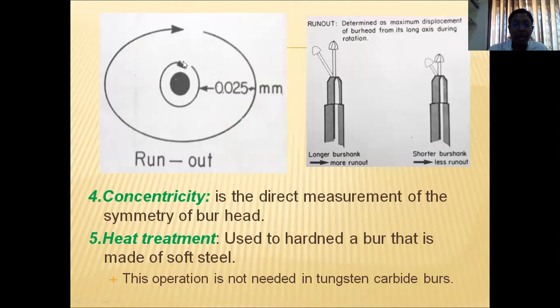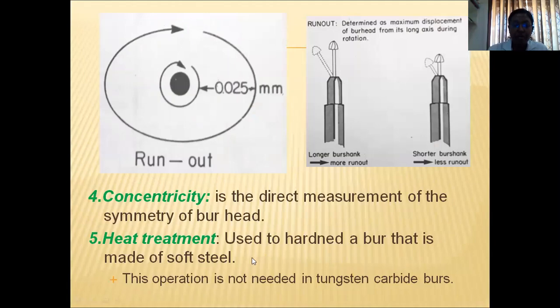Any dental burr has to rotate around this first circle. If the dental burr is rotating in the outer circle, that means the burr has gone into a runout. Hence, the handpiece has to be replaced or sent for repair. Concentricity is a direct measure of the symmetry of the burr head.